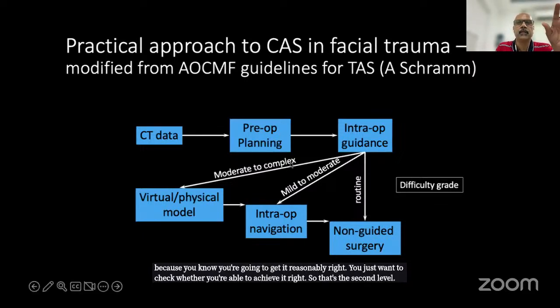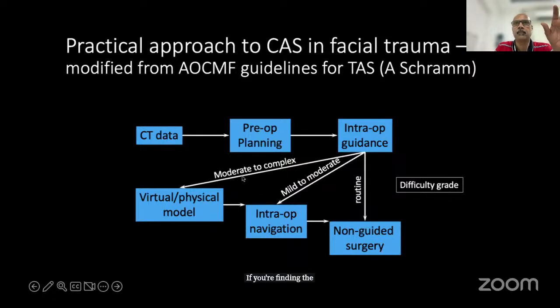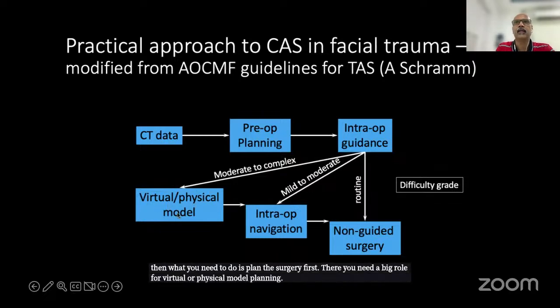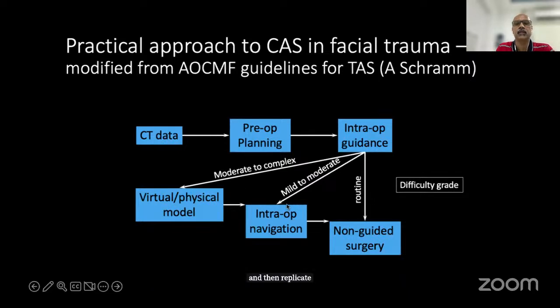If you're finding the difficulty grade to be extremely complex, then what you need to do is plan the surgery first. There you need a big role for virtual or physical model planning, and then replicate the process in the theater using navigation. So this is pretty much the algorithm that we follow on how we need to choose what form of computer-assisted surgery can help you during your surgical process.